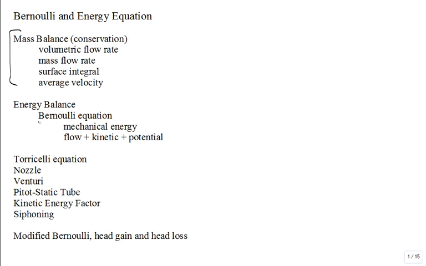Then we went into the Bernoulli equation with conservation of mechanical energy made up of three components: the flow energy, the kinetic energy, and potential energy. We also covered Torricelli's equation. Now we'll apply Bernoulli's equation to a bunch of application problems and then modify it so that we can account for head gains or head losses, and so that mechanical energy can be put into the system via a pump or a turbine, or taken out via friction or a valve or other restriction, or even a turbine to extract mechanical energy out of the flowing fluid.